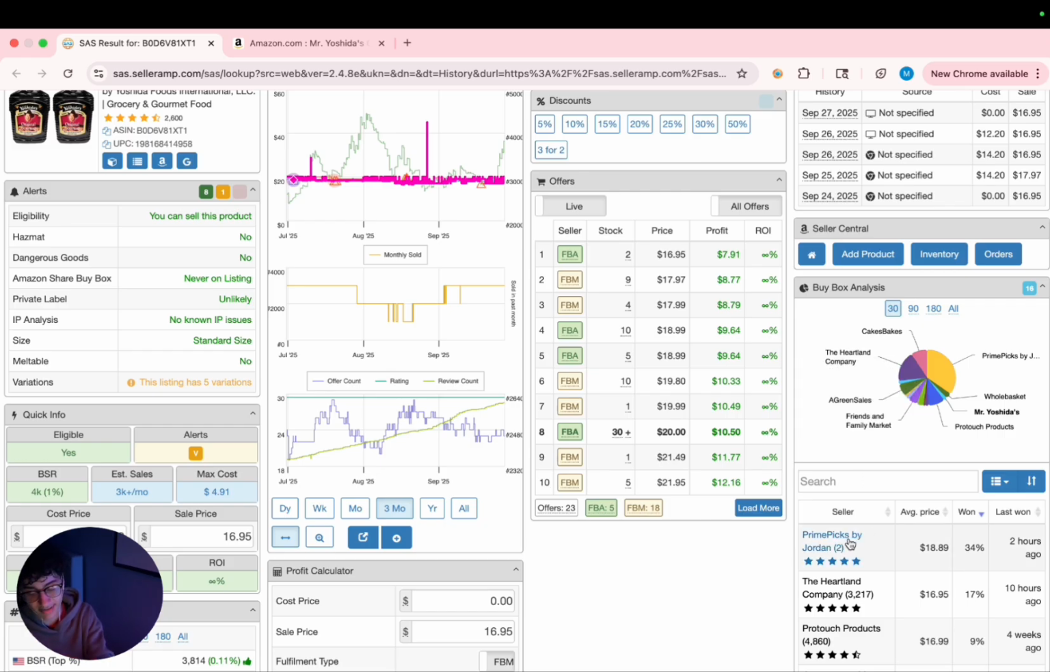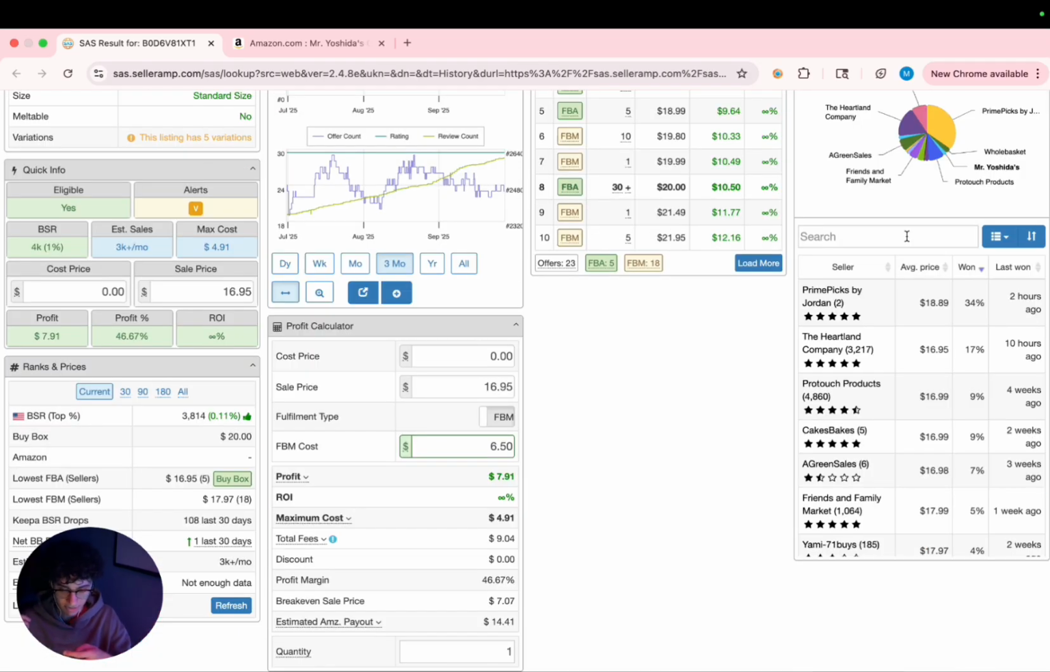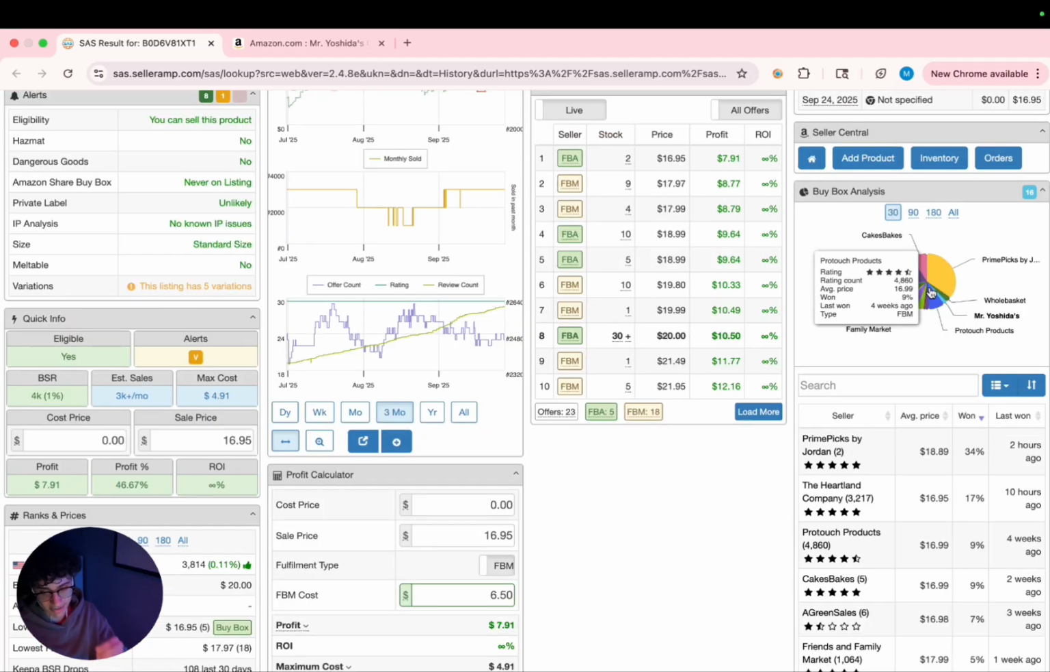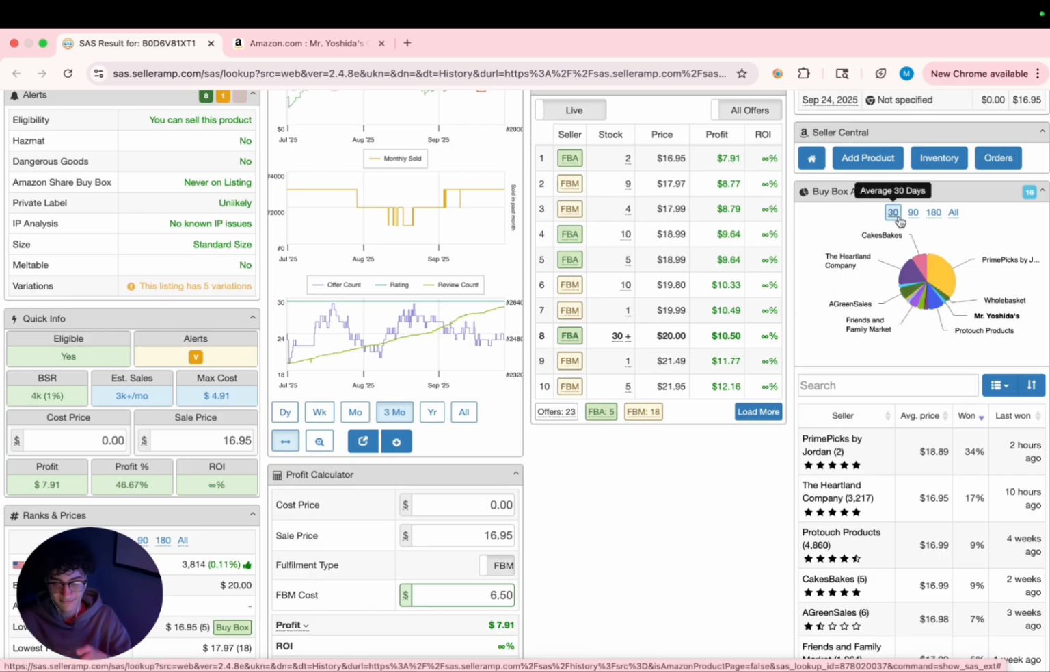So make sure it looks something like this where it's actually being rotated. Look at this guy right here. He has 2 reviews, meaning he's a beginner like you guys, and he won 34% of the buy box, right? There's nothing else that he has. He's not a special brand direct guy. He's not a wholesaler. He's literally just an online arbitrage guy. He has 2 reviews, and he won 34% of the buy box. You just want to make sure that you see a lot of colors here and make sure that you're on the most recent time, which is the average 30 days.